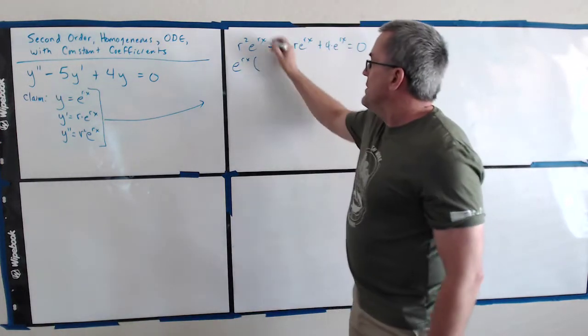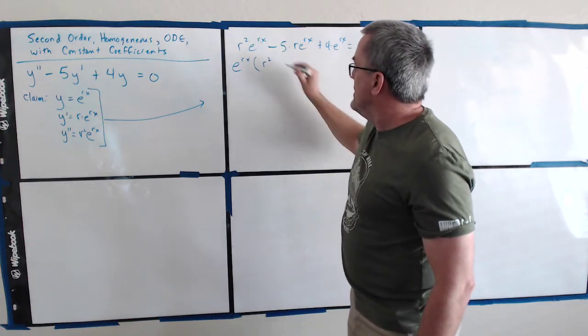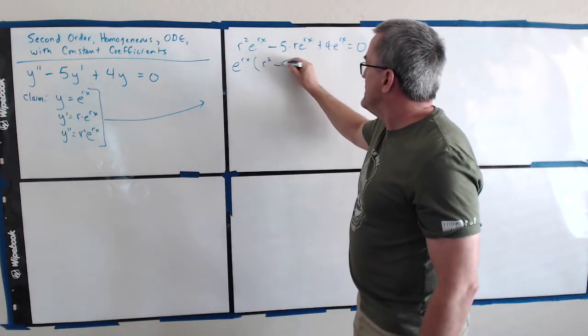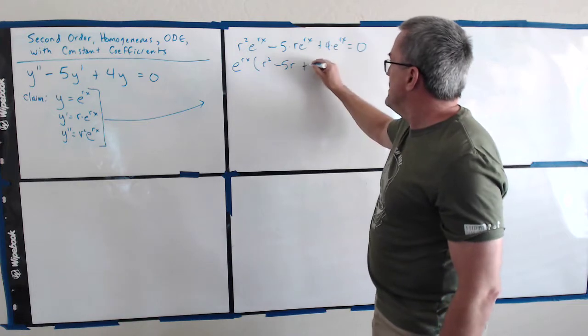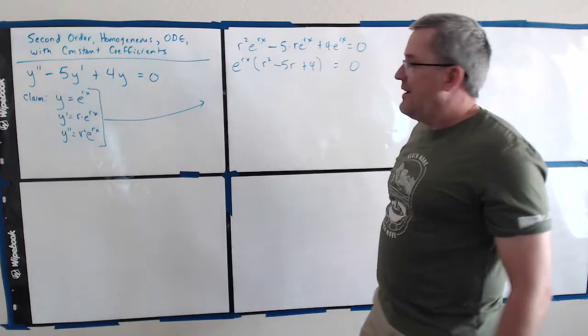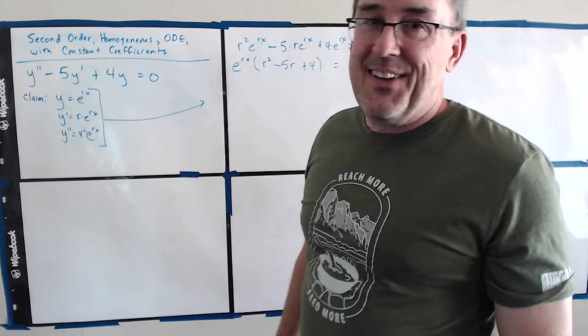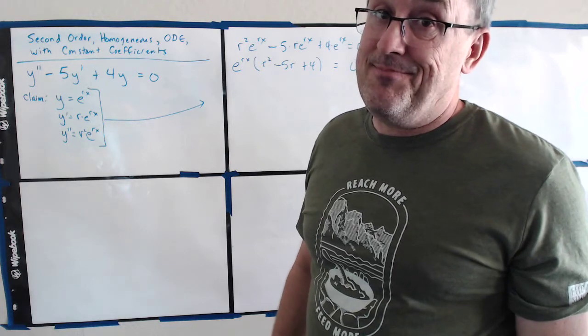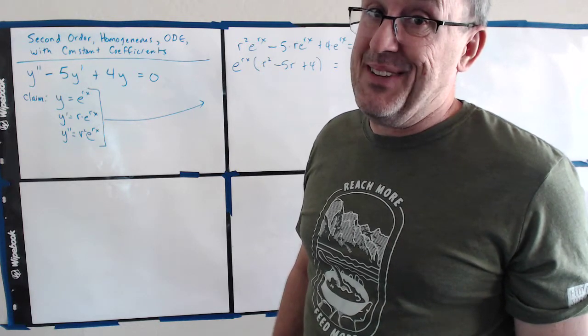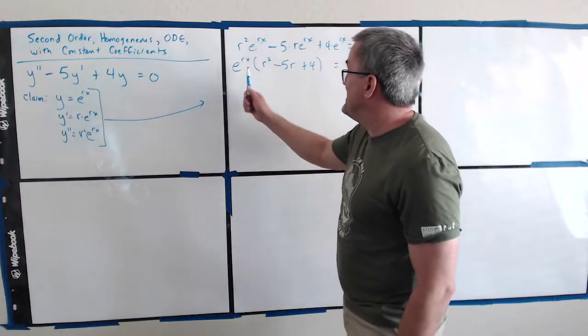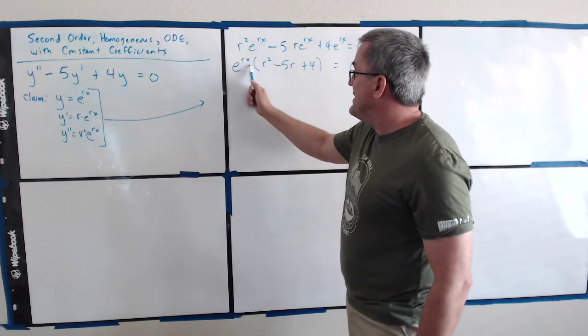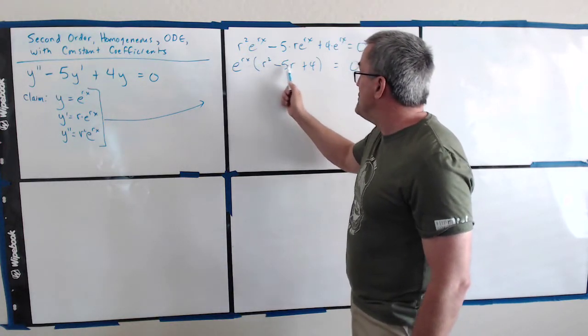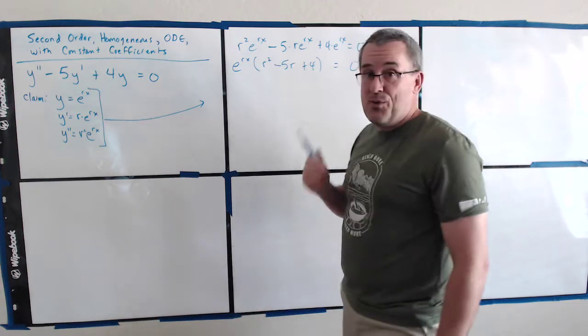Now if you factor it out, what's left here in this term is r squared. What's left in this term? Minus 5r. What's left in this term? Plus 4. Now, if you're not smiling right now, something's wrong, man. You should be smiling because there's something very familiar about this. We've got an e to the rx being multiplied by a quadratic to produce 0.